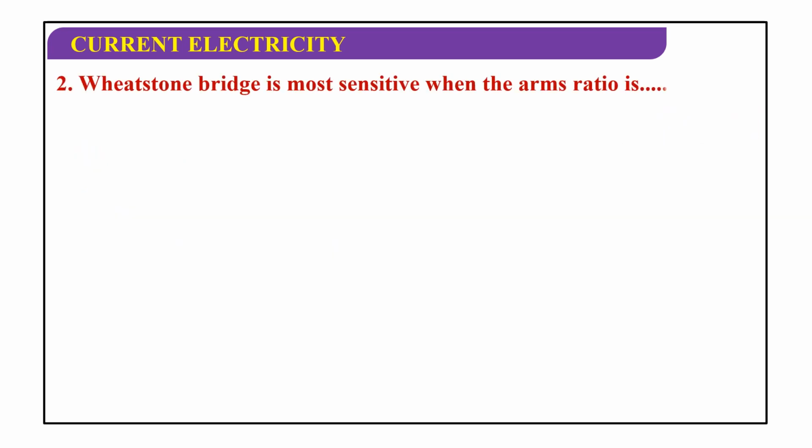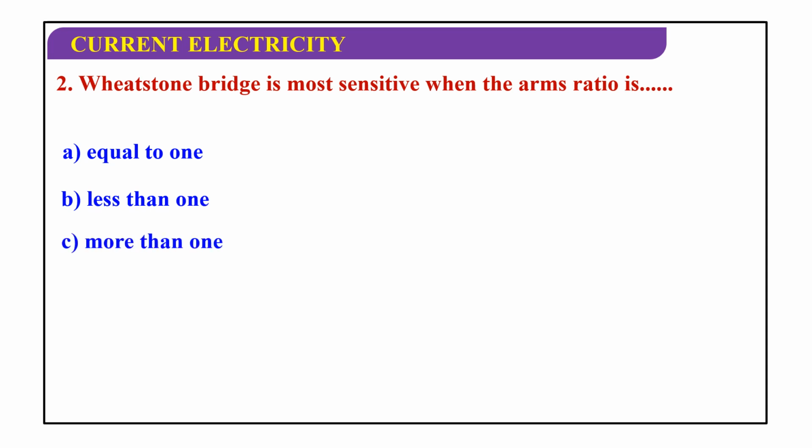Now question 2. Wheatstone bridge is more sensitive when the arms ratio is, this is a very important question, A, equal to 1, B, less than 1, C, more than 1, or D, 0. So A is the correct answer. Wheatstone bridge is most sensitive when the arms ratio is equal to 1.